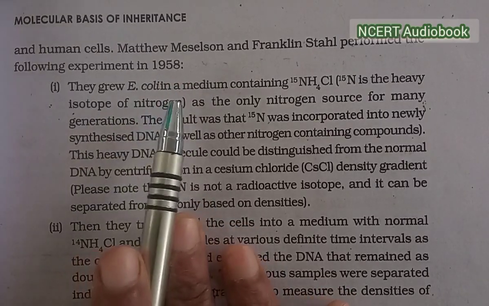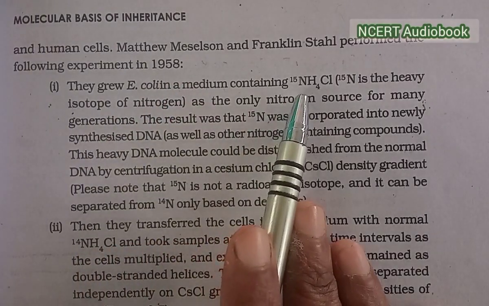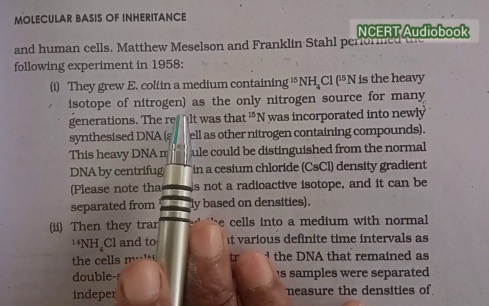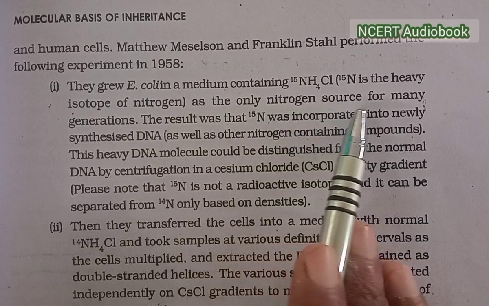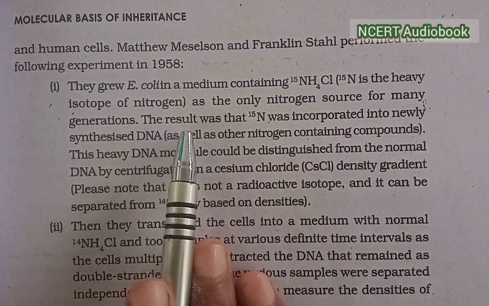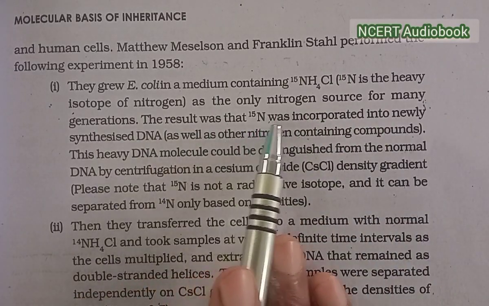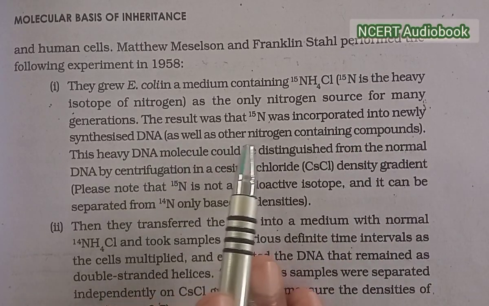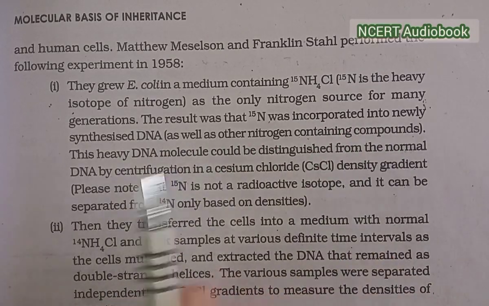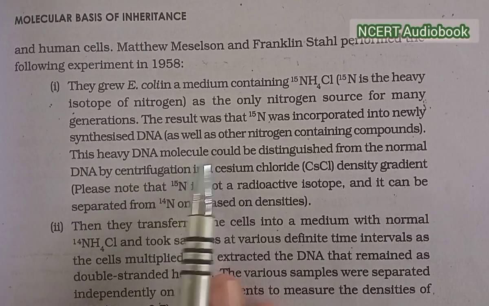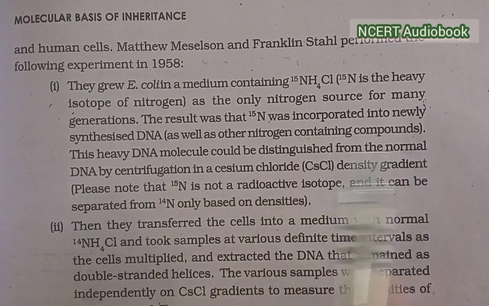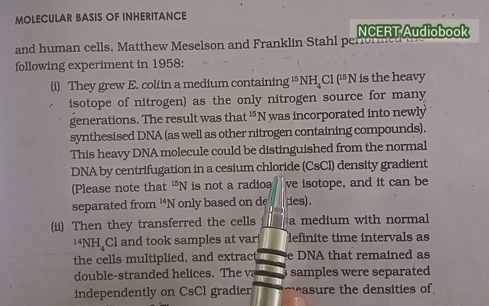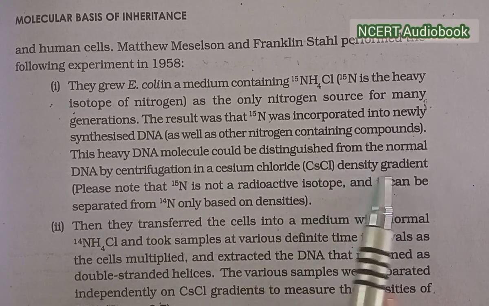They grew E. coli in a medium containing 15NH4Cl, an isotope of nitrogen, as the only nitrogen source for many generations. The result was that N15 was incorporated into newly synthesized DNA as well as other nitrogen-containing compounds. These heavy DNA molecules could be distinguished from normal DNA by centrifugation in a cesium chloride (CsCl) density gradient.